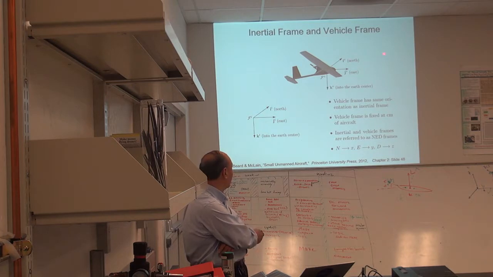So this is not body, okay? This is not body. So the vehicle frame has the same orientation as the inertia frame. So I stands for inertia. So it fits in this Earth coordinate system. So the inertia and the vehicle frame: north, east, and down, x, y, z, okay?